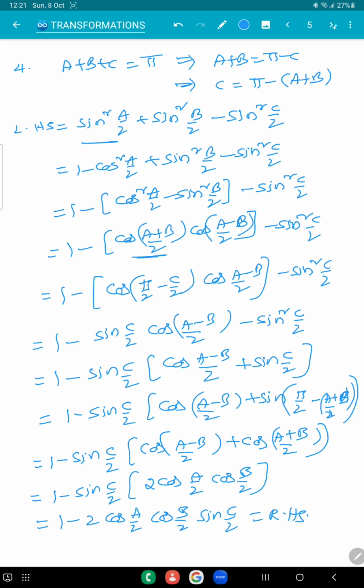Last question, the fifth one. Again, this should be a somewhat difficult question in this series. A plus b plus c is equal to π. If we know that, we'll do it easily.